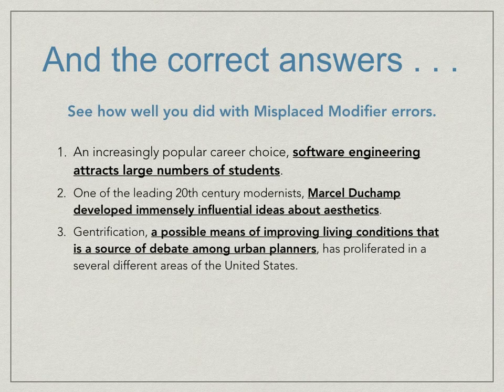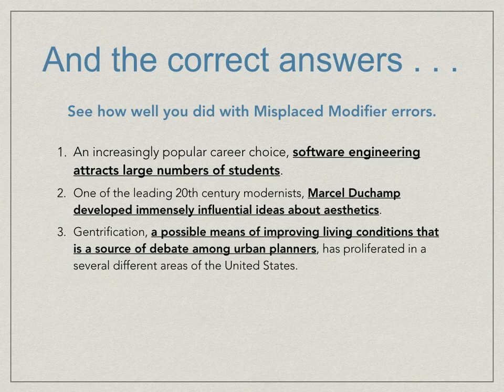Now, the first one, an increasingly popular career choice, is the description that we had to deal with. And you may have noticed that that seemed to be referring to students at first, who could not logically be a career choice, or maybe numbers of students. But if you switch the wording around and have an increasingly popular career choice refer to software engineering, then you get phrasing that's much more effective.